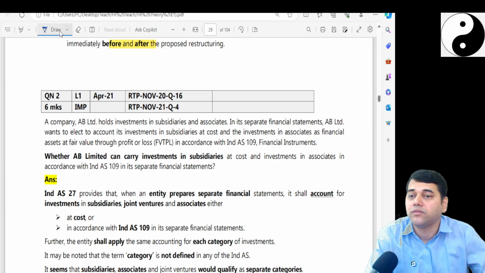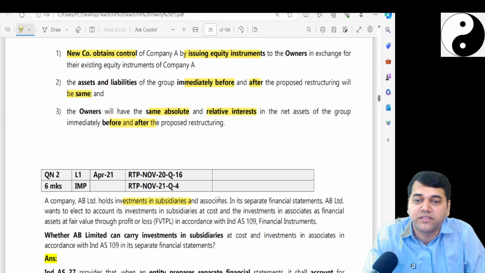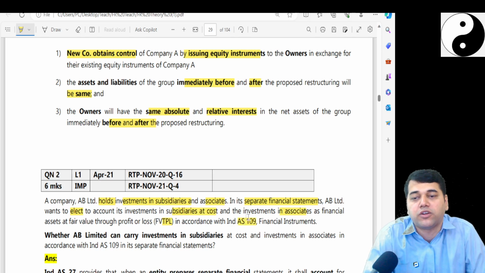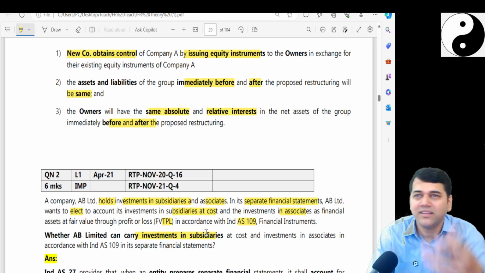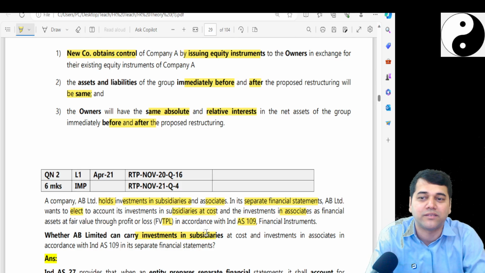Okay. Now, question number 2. A company AB Limited holds investment in subsidiary and associates. The moment it holds the investment in subsidiary and associates, it is going to prepare separate financial statements, and AB wants to elect to account for the investment in the subsidiary at cost and the associate at FVTPL as per Ind AS 109. Can they do that? Yes. Very good. That's it. See, now you have understood. The moment you read it, you understand what it is.